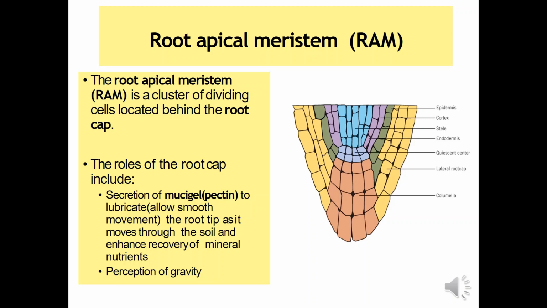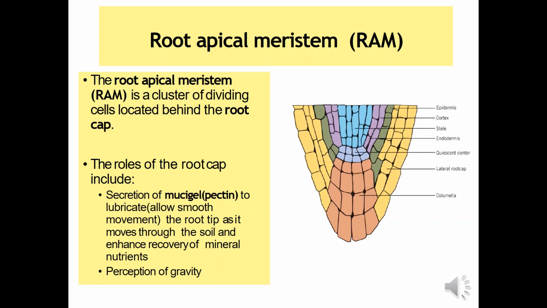So this root apical meristem, or RAM, is a cluster of dividing cells that are located behind the root cap. You need to know that all roots have a root cap. So the RAM is actually behind the root cap.